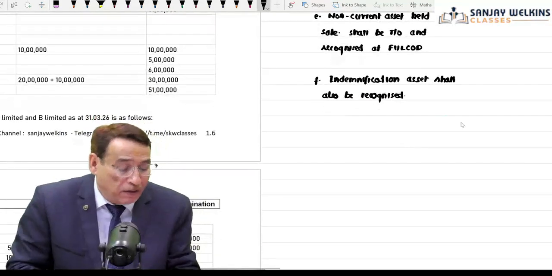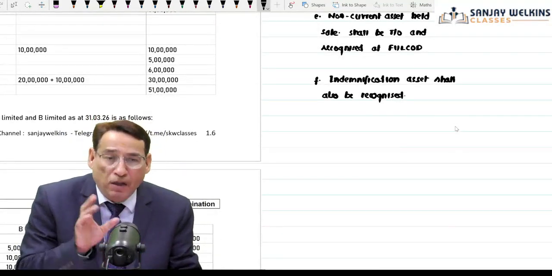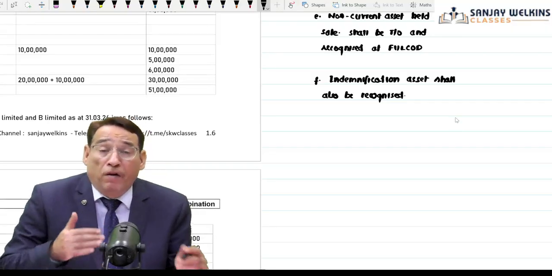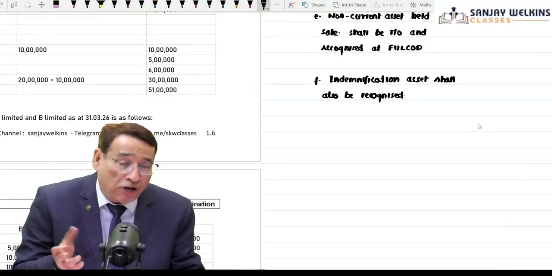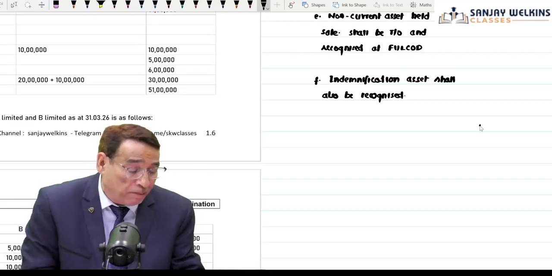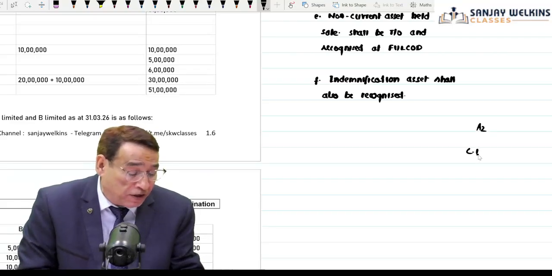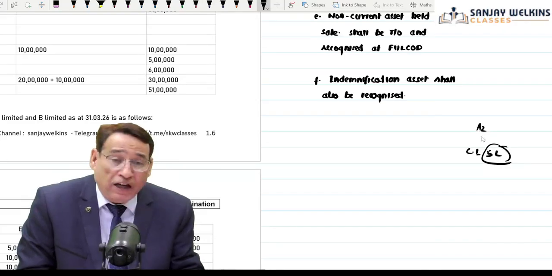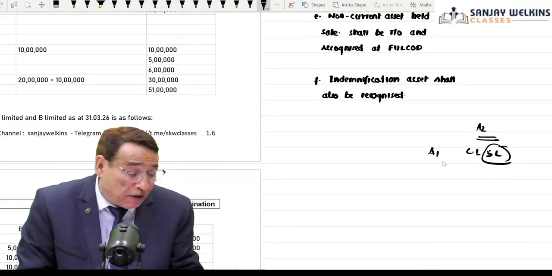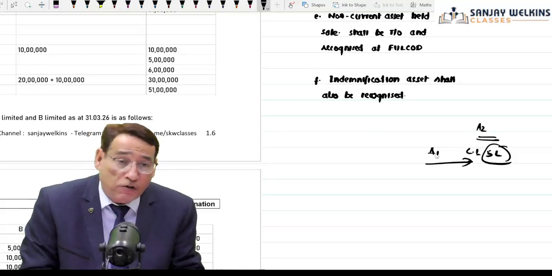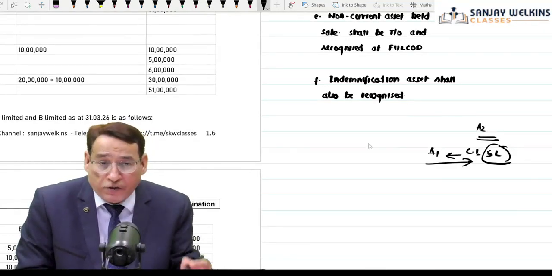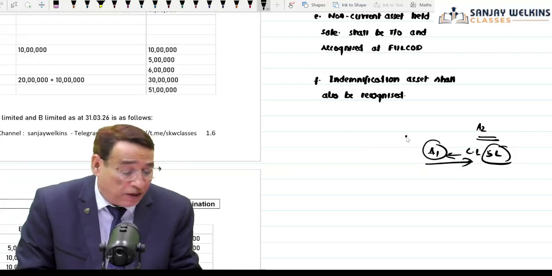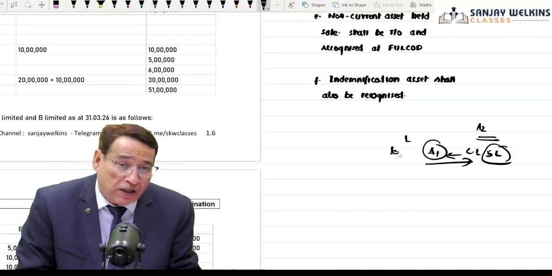Indemnification asset means sometimes the acquiring entity tells you that we will indemnify you, we will compensate you. Especially it happens when the acquiring entity has a contingent liability. For example, there is an acquiring entity and it has a contingent liability of 5 lakh. The acquirer entity will have to assume the contingent liability also, as we have already seen that Ind AS 103 states that even the contingent liability shall have to be taken over. So we will take over the contingent liability. I told you earlier, when we take over the contingent liability and recognize it as a liability, technically it is a loss to us.